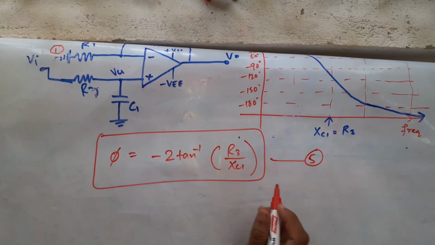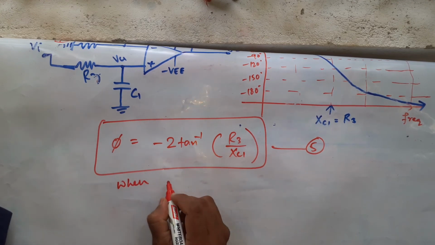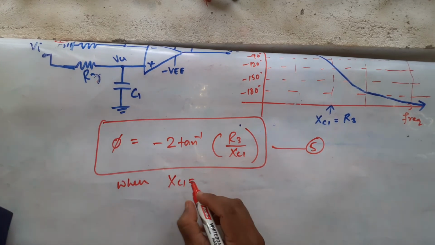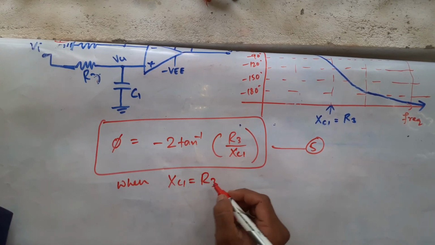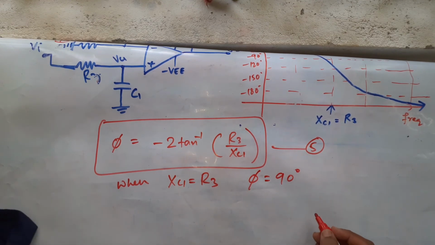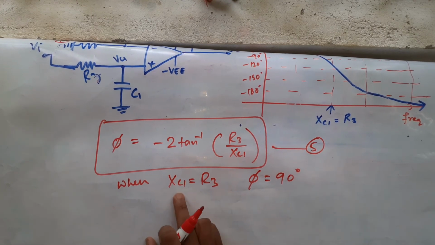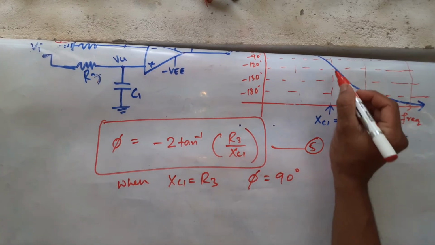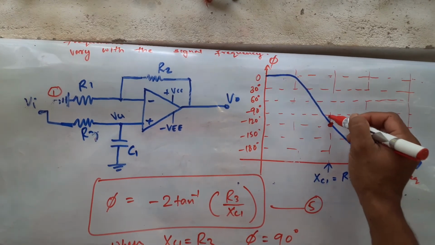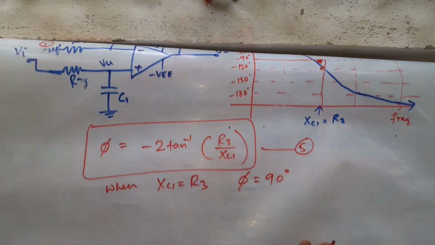Important equation. Okay. So this occurs when XC1 is equal to R3. Your phase angle is going to become 90 degrees. Means the phase shift will become 90 degrees if XC1 is equal to R3. It is at this point.